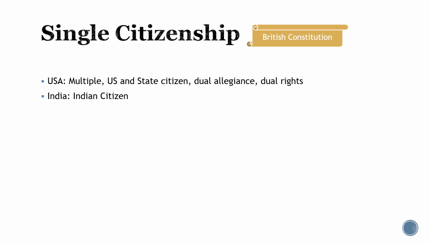We have single citizenship, which was borrowed from the British Constitution. In the US Constitution, there are multiple citizenships. Every citizen of the US has a citizenship of the country and also a citizenship of the state. And also, there are separate constitutions for the center and the state, which is not the case for us. In India, we only have Indian citizenship.